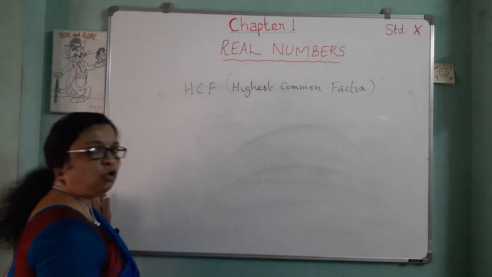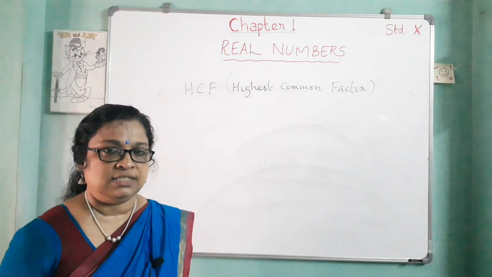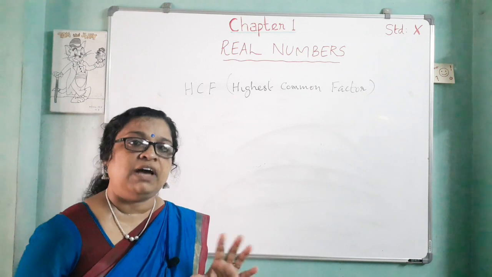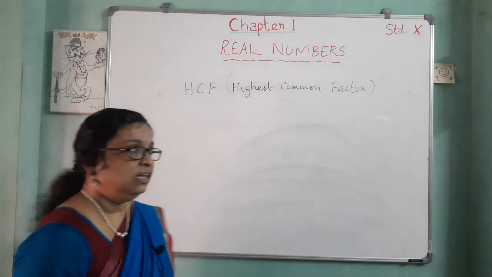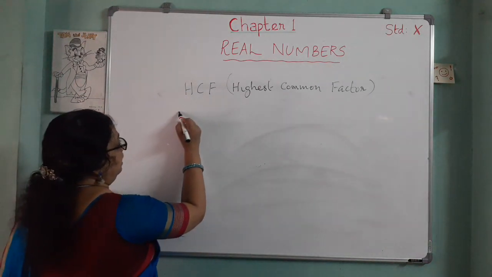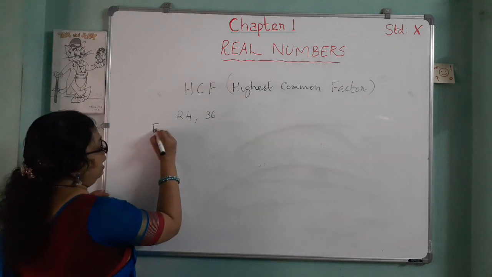HCF, highest common factor. We already studied how to find the HCF in smaller classes. That is, there are 3 methods. One is the factor method, one is prime factorization, and one is the division method. Let us revise. First we take any 2 numbers, 24 and 36. First, the factor method.